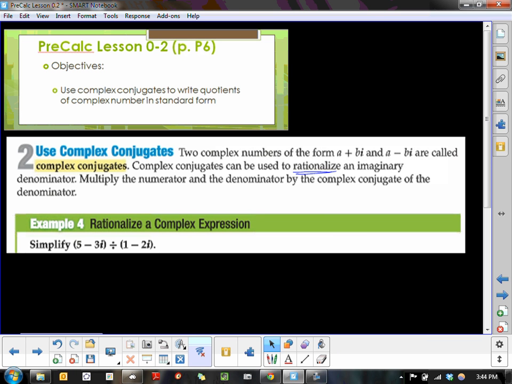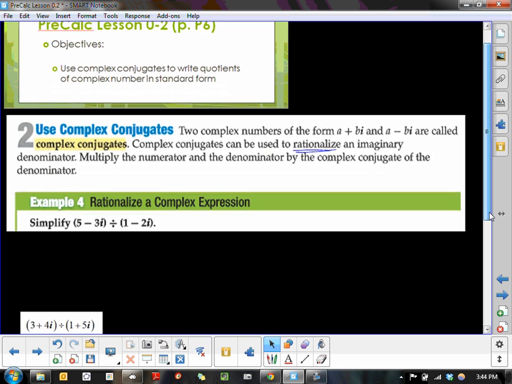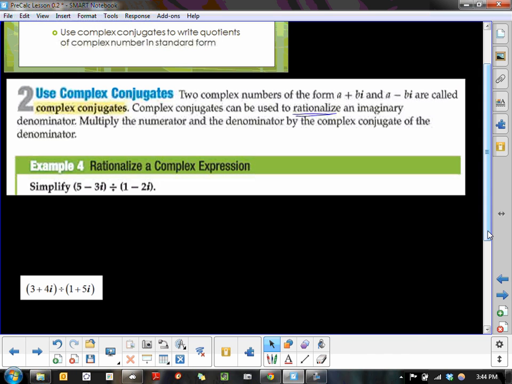We're going to multiply the numerator and denominator by the complex conjugate of the denominator. So the first thing we're going to do is rewrite these. There's not a lot of benefit to seeing them as a division problem, so it's going to be 5 minus 3i over 1 minus 2i, since division is another way of writing a fraction bar. What we want to do is get rid of this i out of the denominator, because that's like the square root of a negative 1. You cannot leave those there.